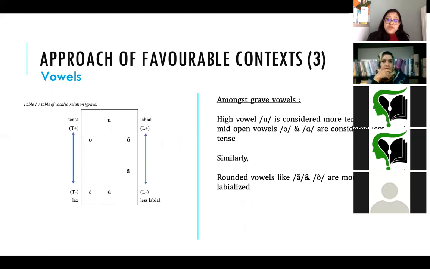Amongst grave vowels, you have the high vowel U, not the rounded one found in French, which is considered to be more tense than mid-open vowels such as O or A, which are also considered less tense. As you might notice as well, in both of these tables, they do somewhat resemble the vocalic triangle found in the International Phonetic Alphabet, but these are separated on their acoustic trait of acuteness or graveness.